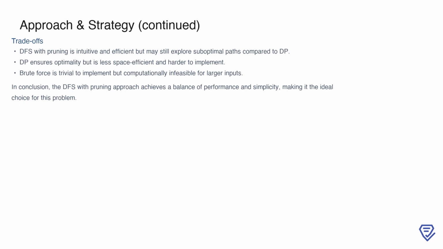By leveraging key observations, such as allowing revisits to nodes, pruning based on the time constraint, and using memoization to avoid redundant calculations, this approach efficiently narrows the search space while satisfying the problem's constraints.